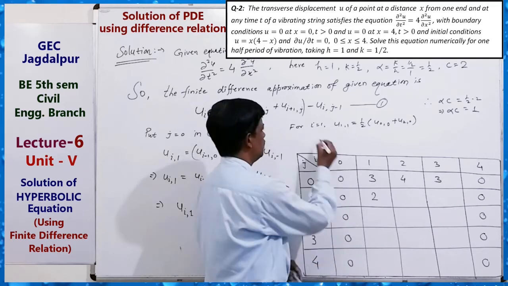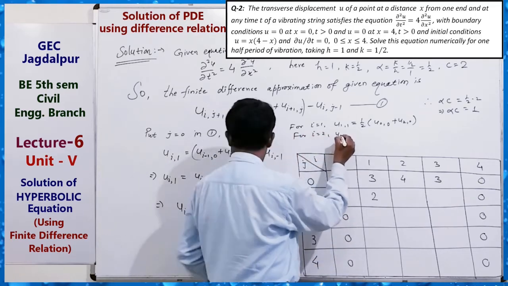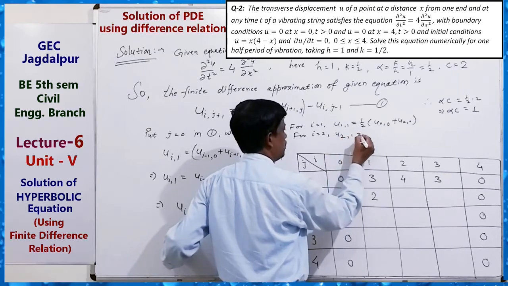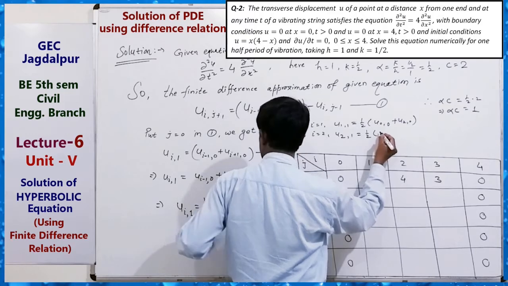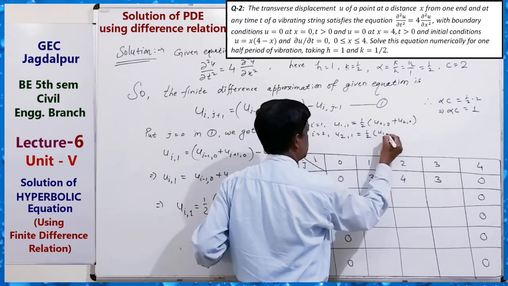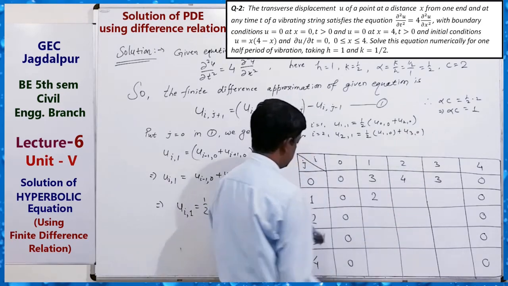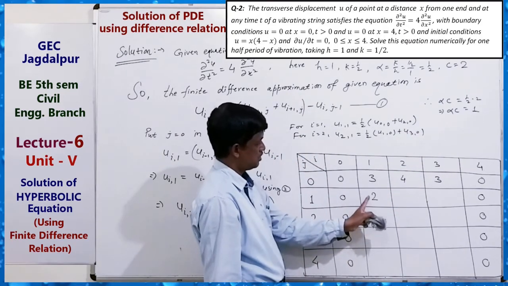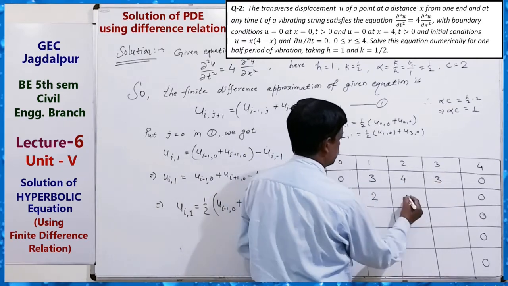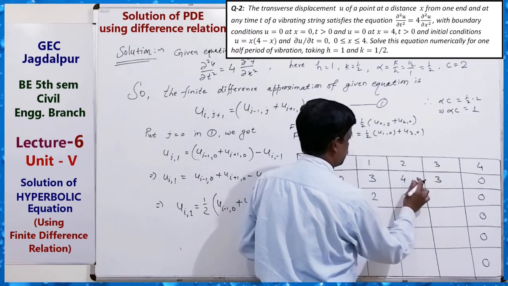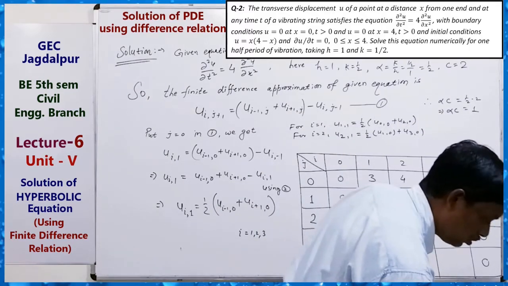Same for i equals 2. u(2,1) equals half, i equals 2. Here i equals 2, minus 1, u(1,0), u(3,0). So 1,0 means this, and 3,0 means this. 3 plus 3, 6 by 2, 3. So 4 plus 0 is 2. So you can get 2, 3, 2. Okay.